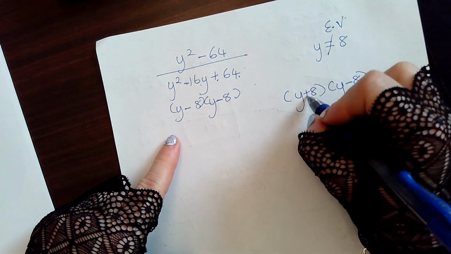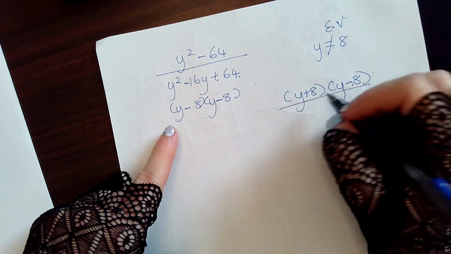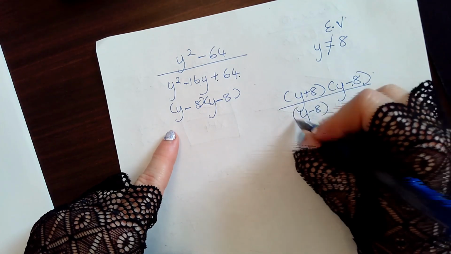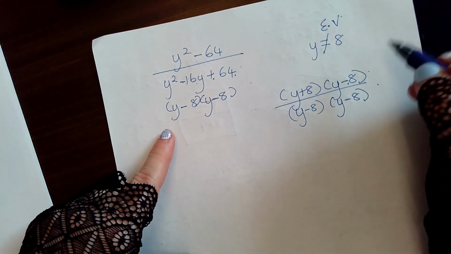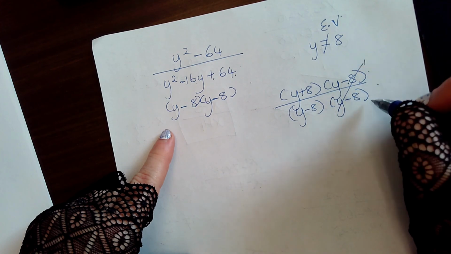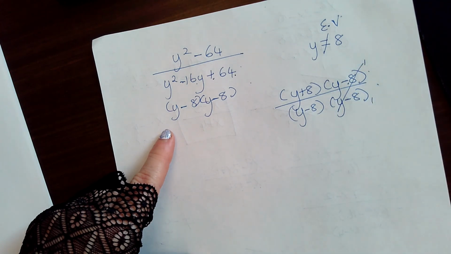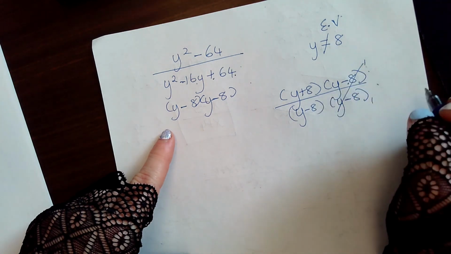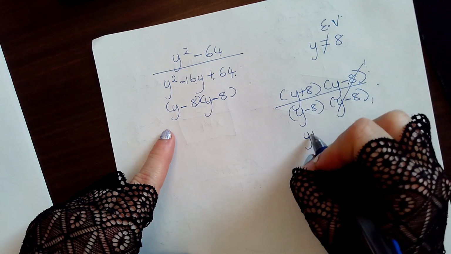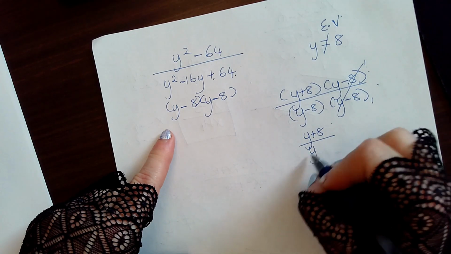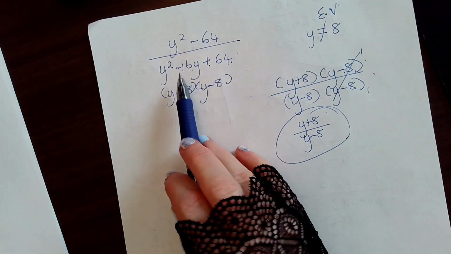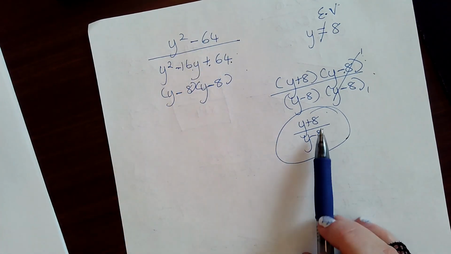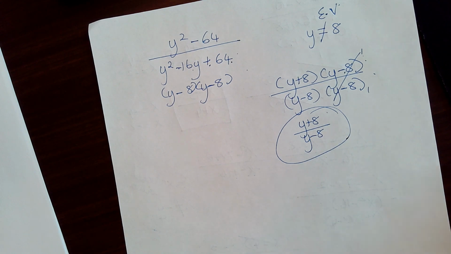Remember, one's a plus, one's a minus. Over y minus 8 and y minus 8. So now I look here and I realize that these can cancel, and that gives you a 1. And 1 times anything doesn't change it. So the final answer is y plus 8 divided by y minus 8. You have simplified these two polynomials down to y plus 8 and y minus 8.